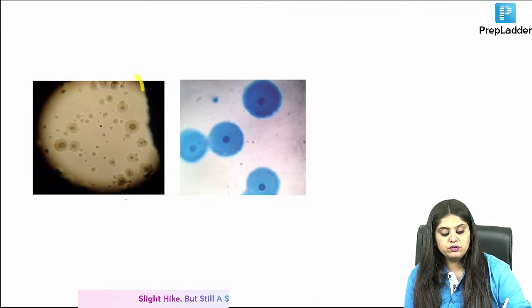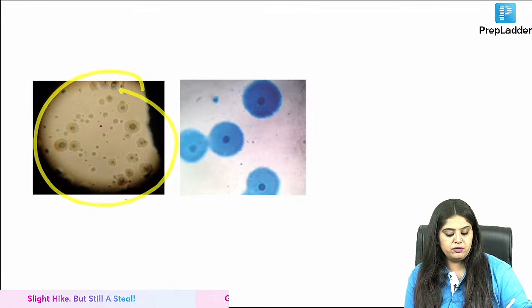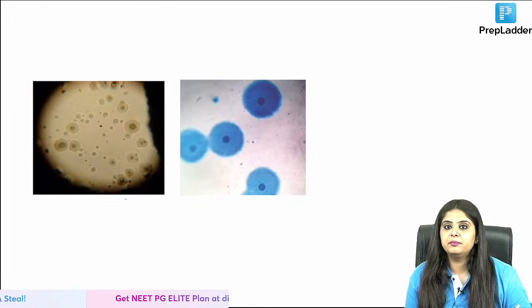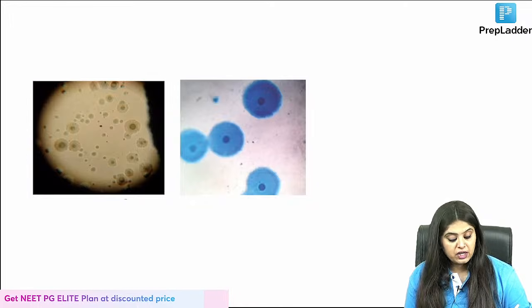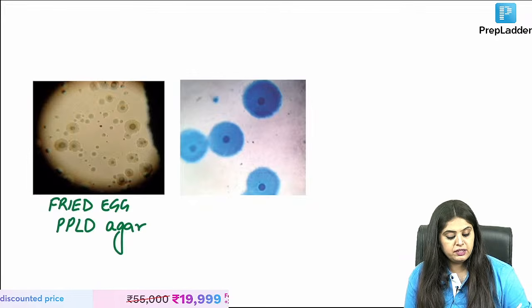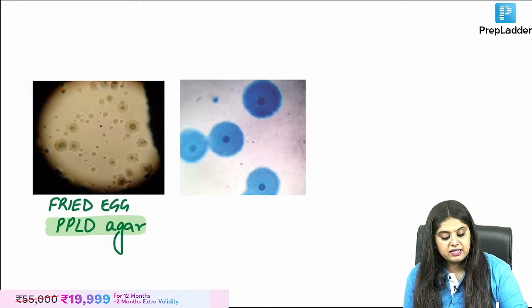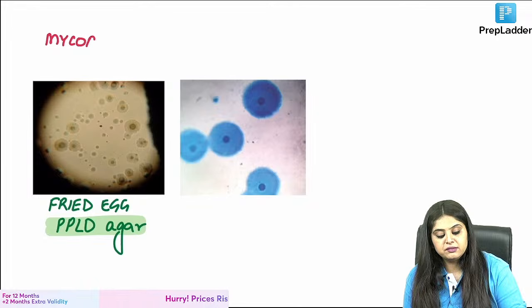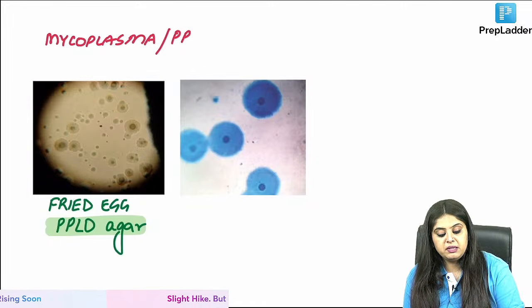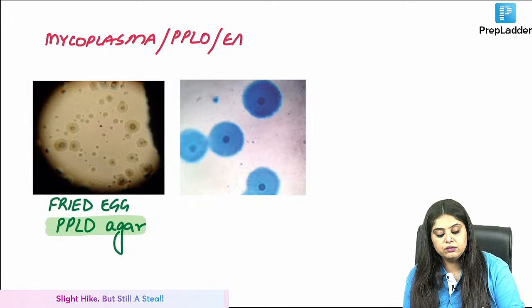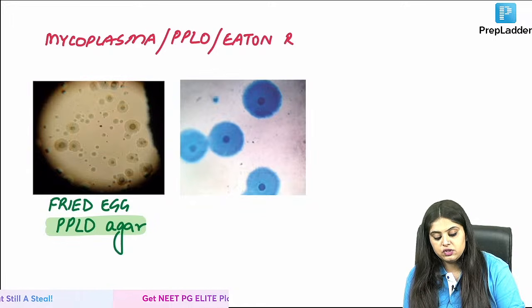So mycoplasma shows you which colonies? 2-3 times तो you've told me. One last time बता दो. Fried egg appearance. कौन सा agar? On which agar do you see the fried egg colonies? You see it on PPLO agar. In fact, the other names of mycoplasma, by the way, mycoplasma के दो और नाम है. Number 1, it is known as PPLO organism. Number 2, it is also known as the Eaton's agent.